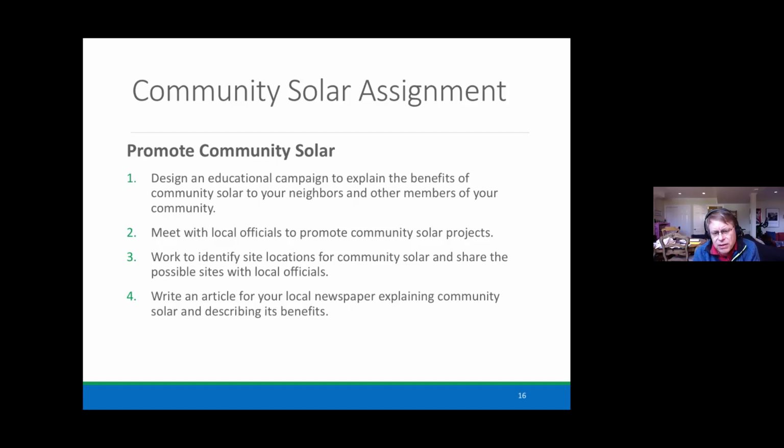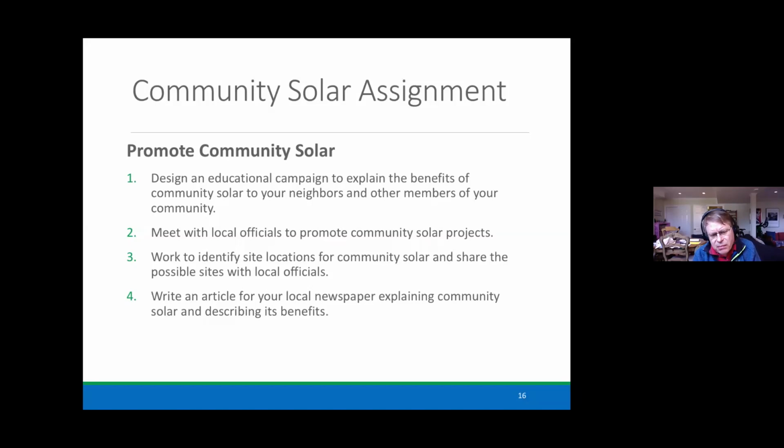Three, work to identify site locations for community solar and share the possible sites with local officials. One of the struggles that a lot of the developers have is figuring out what sites might be available. You could go to a commercial building rooftop. You could go to a warehouse that has a lot of roof space. You recall that the video that I showed you had a roof space that could accommodate thousands of solar arrays that could then power thousands of homes. And so there are potential locations in each community that could really accommodate community solar. And that'd be one thing that you could go out and do, a survey of your community and see what sites might be available.